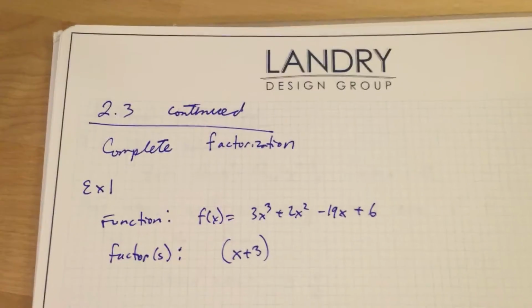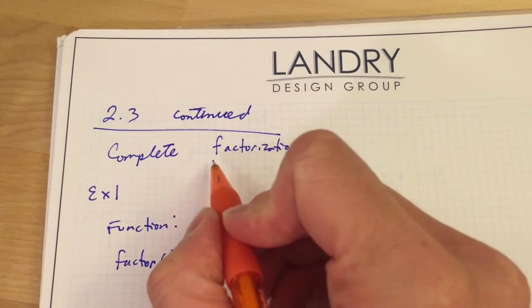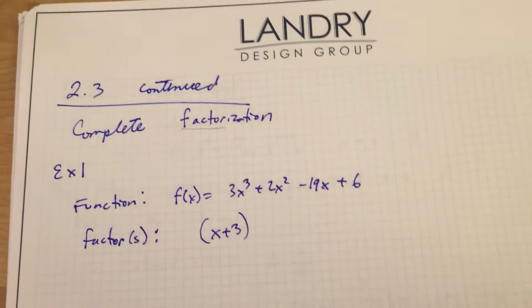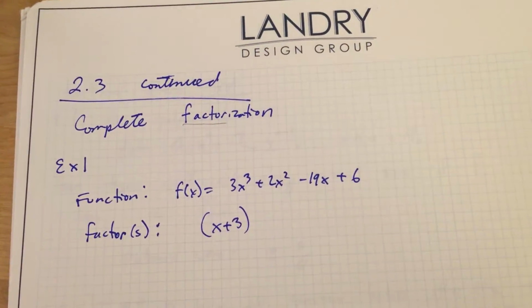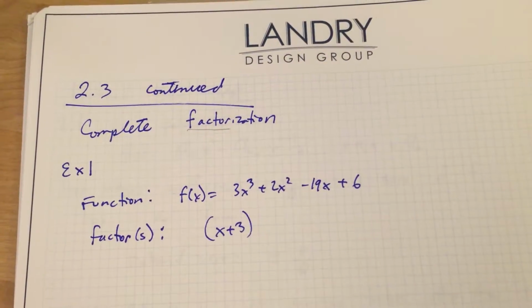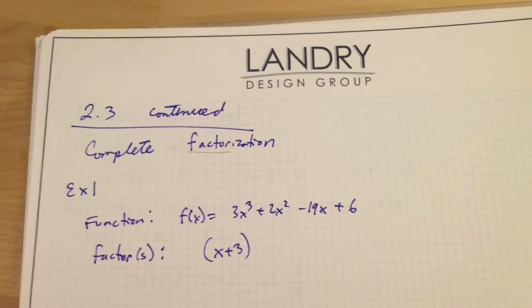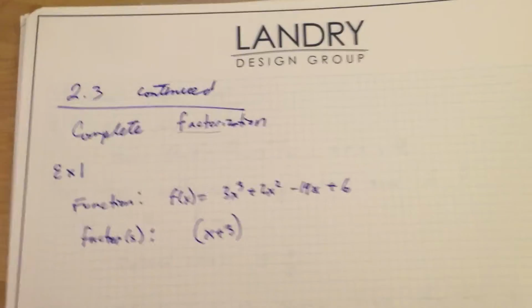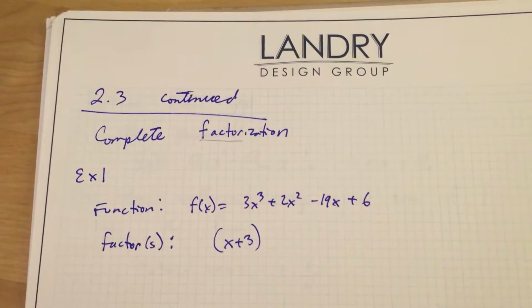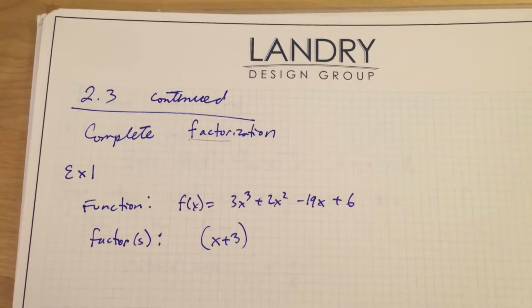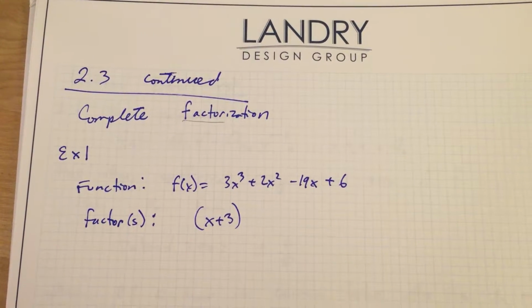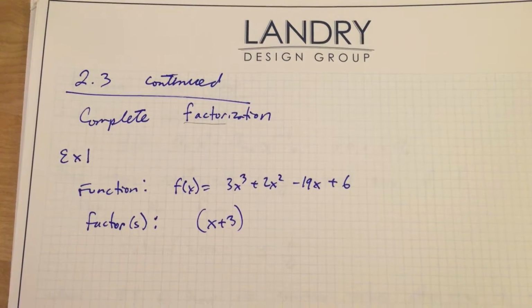In complete factorization, I want you to think about the word factor. That means that it has been completely factored into its smallest binomials possible. So they're all in parentheses. It's going to be x plus a number, or x minus a number, and all your exponents should be to the power of 1.